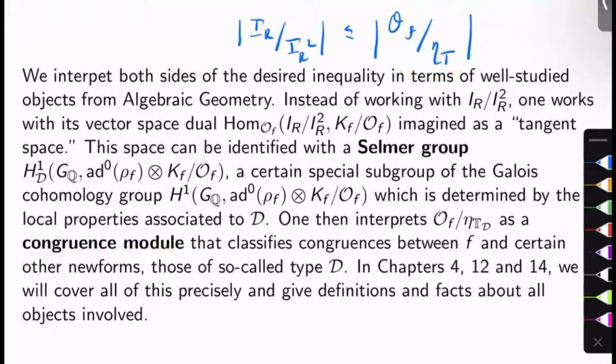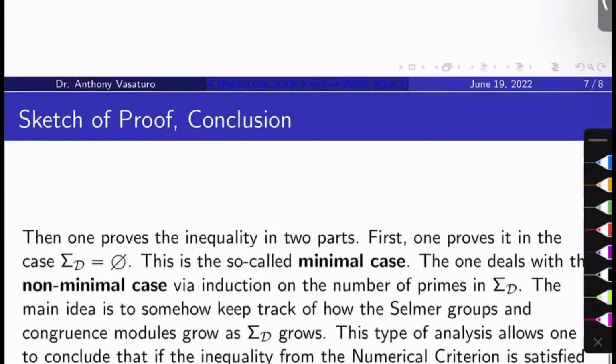will be something that classifies congruences between the F that I'm working with here and certain other newforms. And actually, we'll call those certain other newforms type D newforms, going along with the notation and terminology we've established thus far. So you reinterpret both sides in terms of algebraic geometric objects. We'll cover all this in chapters 4, 12, and 14. We'll give definitions, we'll give properties, we'll give all that stuff.